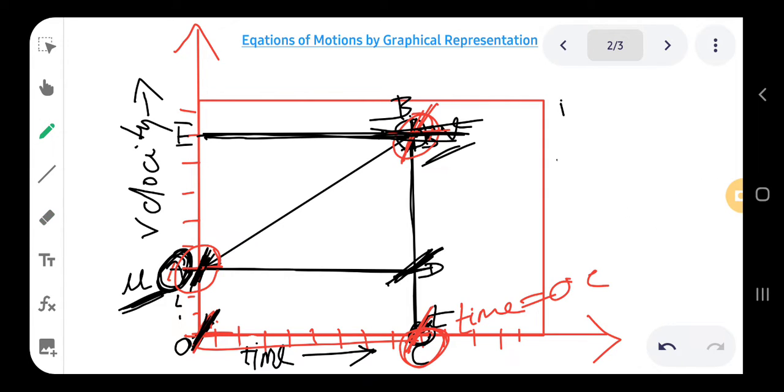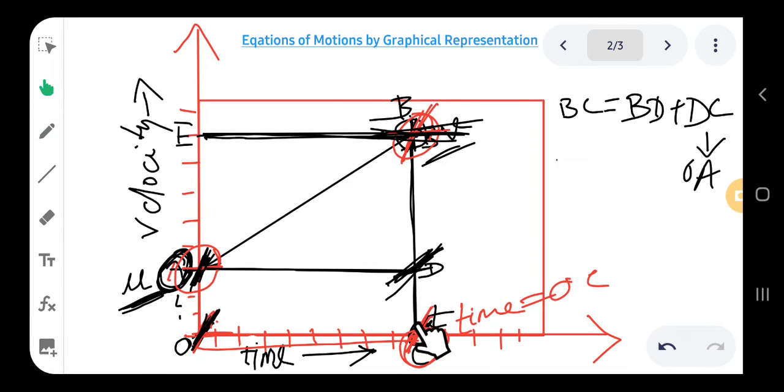So BC is equal to BD plus DC. Can I write DC as OA? Where is DC? This to this, DC. Is it OA? Yes, it is OA. This is a rectangle, so opposite sides are the same, so DC equals OA.